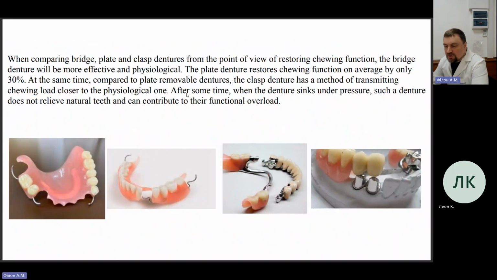In comparing bridge, plate and clasp dentures from the point of view of restoring chewing function, the bridge denture will be more effective and physiological. A plate denture restores chewing function on average by only 30%. At the same time, comparing the plate removable dentures, the clasp denture has a method of transmitting chewing load closer to the physiological one. After some time, when the denture sinks under pressure, such a denture doesn't relieve natural teeth and can contribute to their functional overload.